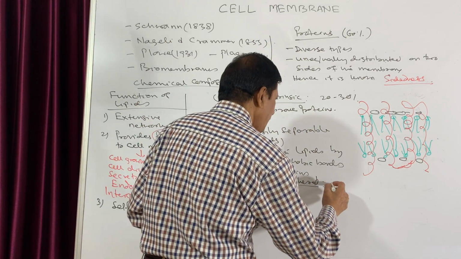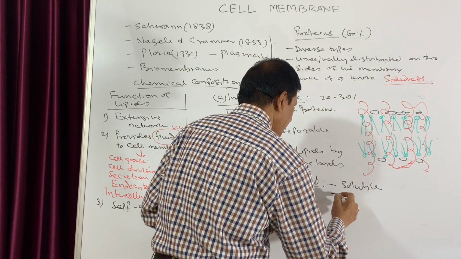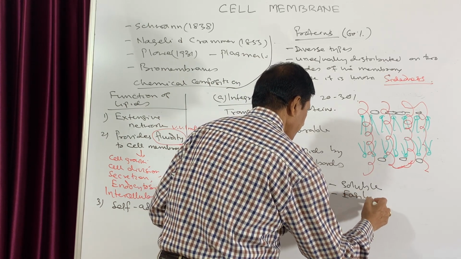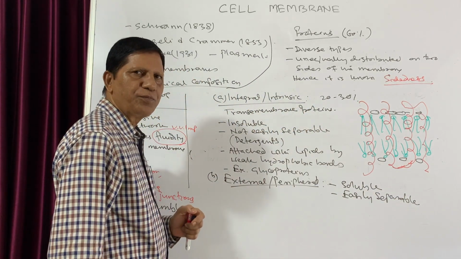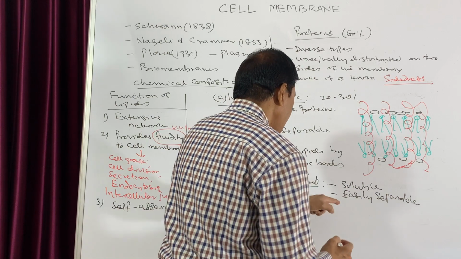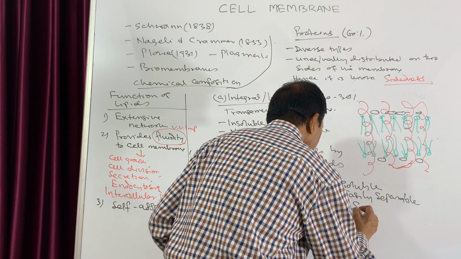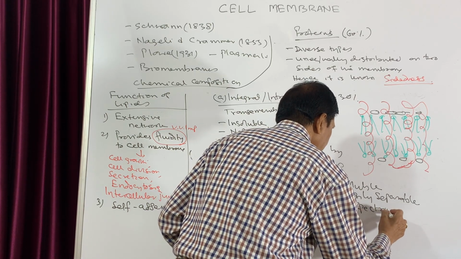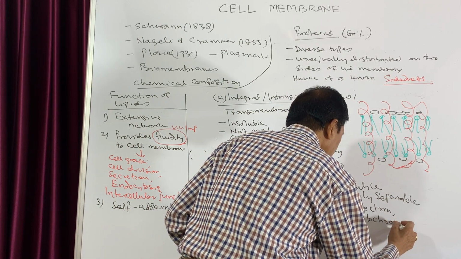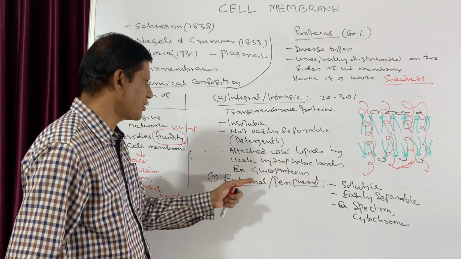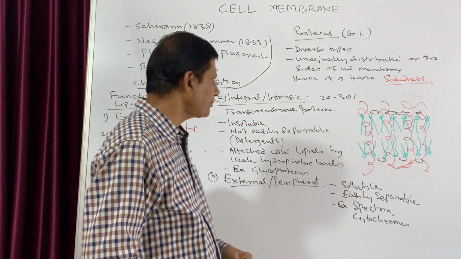Now these proteins are usually soluble. They are easily separable. And among common examples, one example you can take is spectrin, another example you can take is cytochromes. These are some of the examples of external or peripheral proteins. So these are the two types of proteins which are usually present.